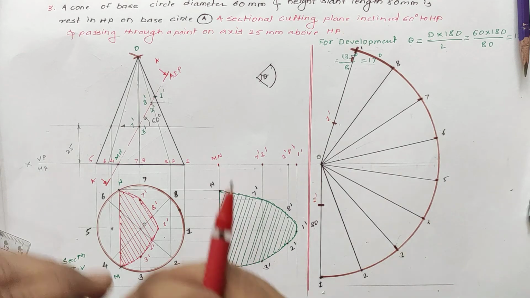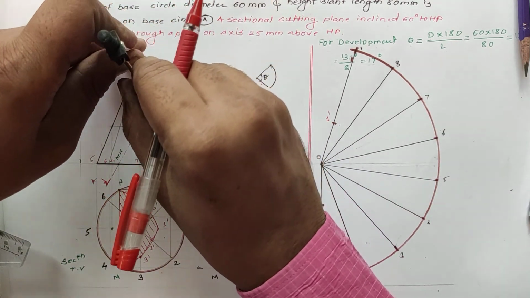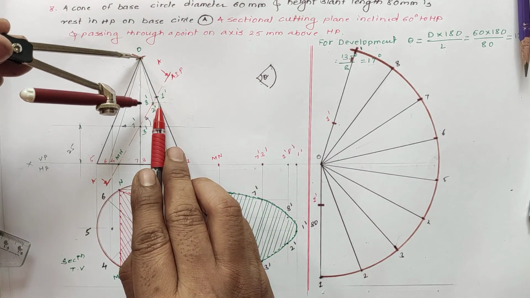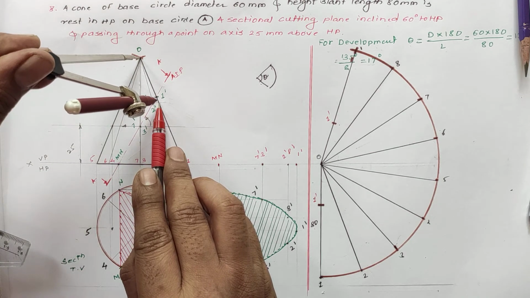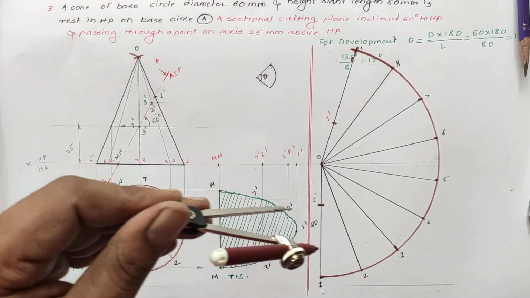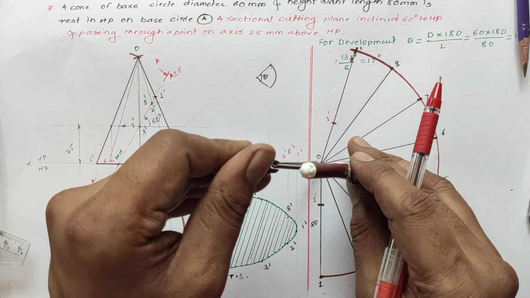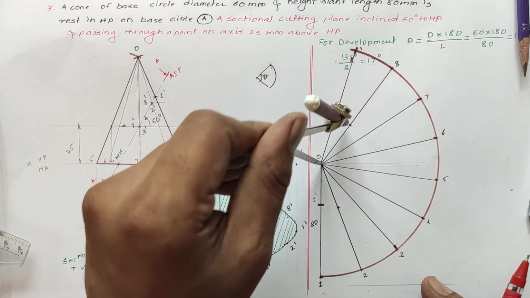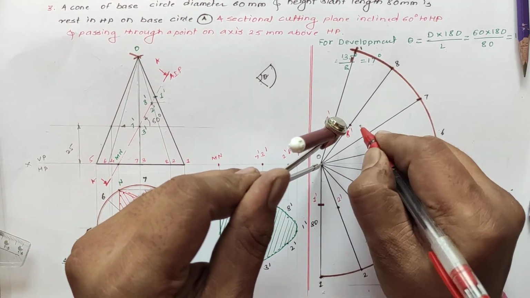So next point, that is for 2 and 8 dash, 2 dash and 8 dash. These points already I have transferred onto the slant edge. Take this distance into the compass on the generator O2 and O8, that is 2 dash, and here it is 8 dash. So second point 2 dash and 8 dash.